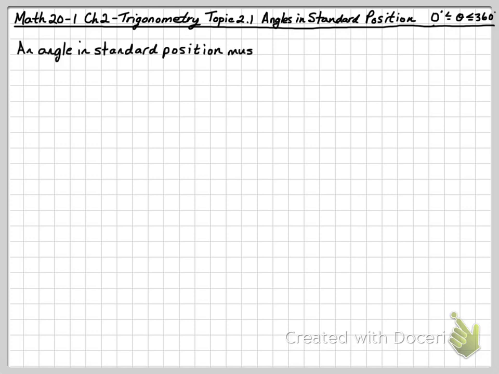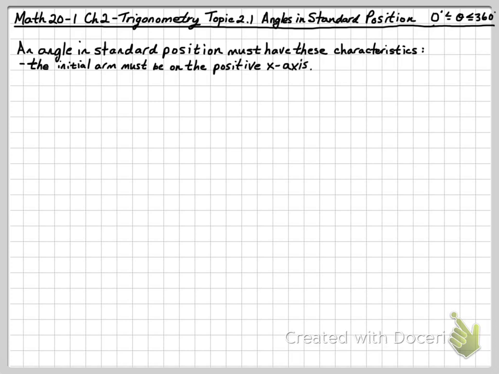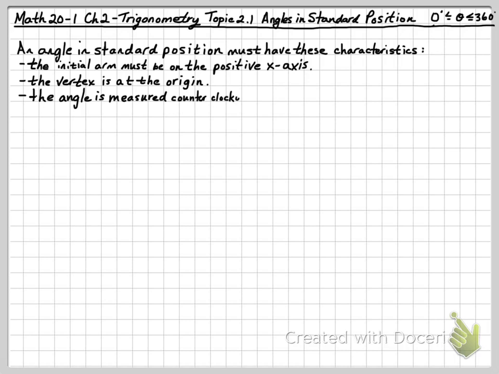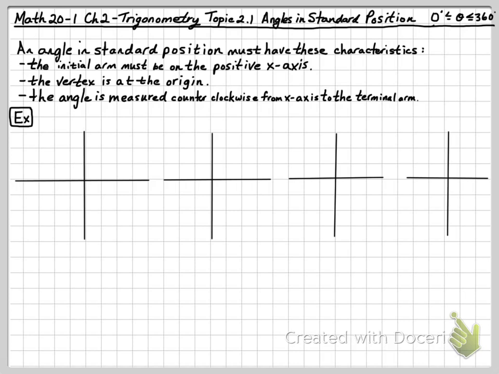An angle in standard position must have these characteristics. First of all, the initial arm must be on the positive x-axis. The vertex is going to be at the origin, and the angle is going to be measured counterclockwise from the x-axis to the terminal arm. Let's look at 4 different examples.